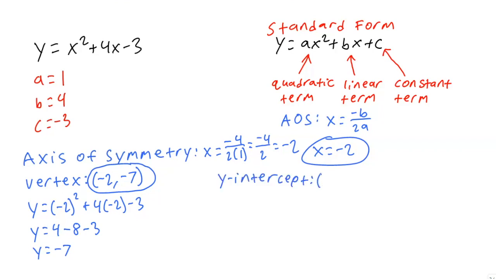So now we need to find the y-intercept. Remember, the y-intercept is when x equals 0. So when x equals 0, that gets rid of the x squared and the 4x. That will just leave you with the last term, the constant term, which is negative 3. So the y-intercept is the point 0, negative 3. So now we're going to take the vertex and the y-intercept and use them to graph the quadratic function.